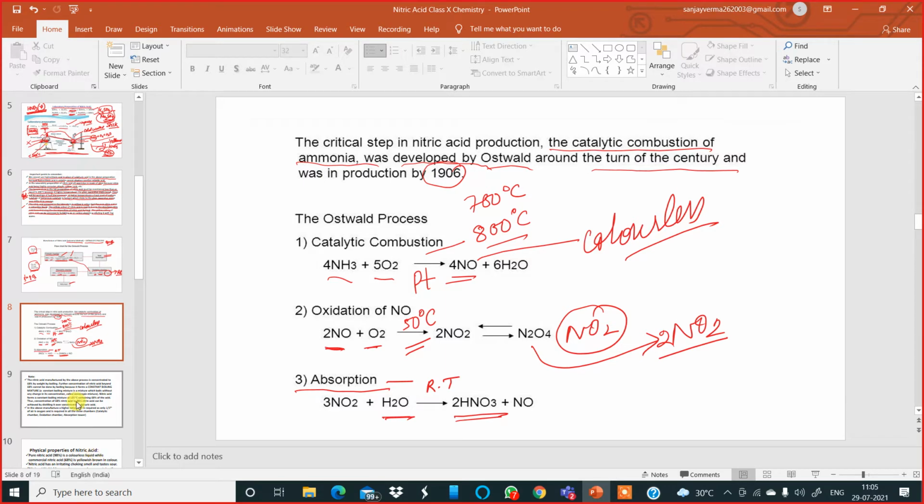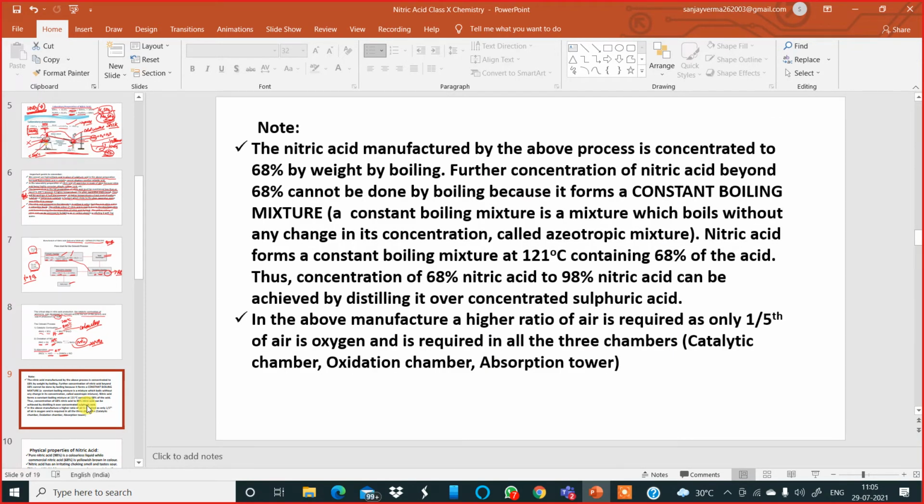Okay, now moving to our next slide, a very very important note. Nitric acid, which is manufactured by the Ostwald's process, is concentrated to 68% by weight by boiling. Say we obtain nitric acid in a container, say it is 30% nitric acid. That means 30% is molecules of nitric acid and 70% is water. That is called 30% nitric acid.